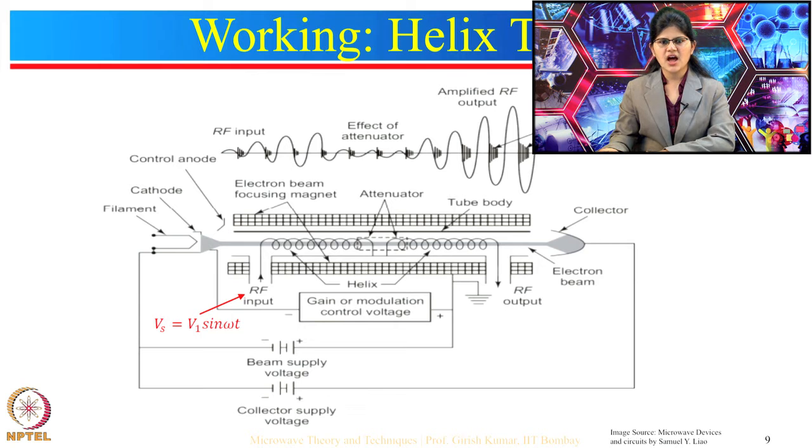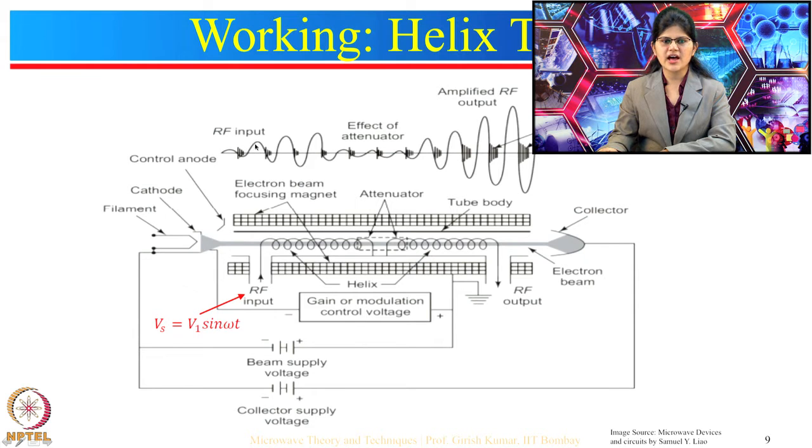Now, let us see how bunching takes place and what are the effects of attenuator. Initially input RF signal Vs equal to V1 sin omega t is given to this helix. Because of this initial signal, bunching of electrons will take place like this, and these bunches will give up their kinetic energy to the RF field present there in the next cycle, and because of that amplification of RF signal will take place, as you can see from these two. So, this is the amplified signal as compared to this one.